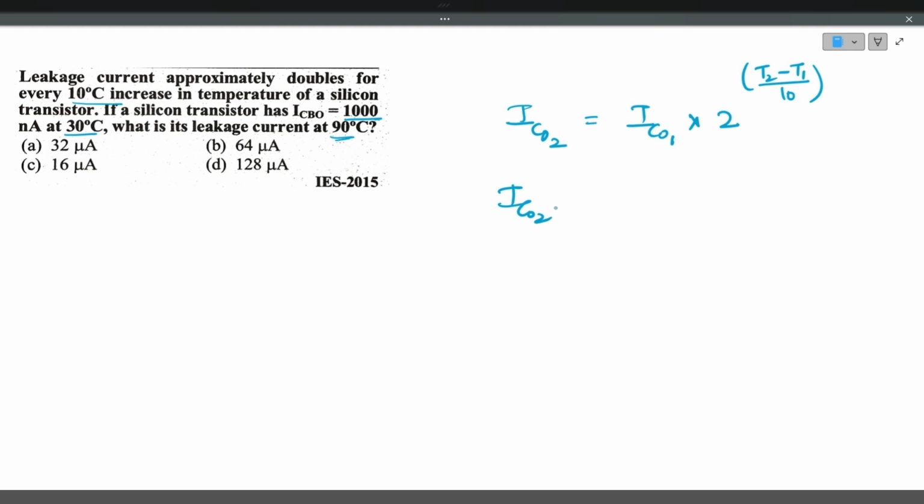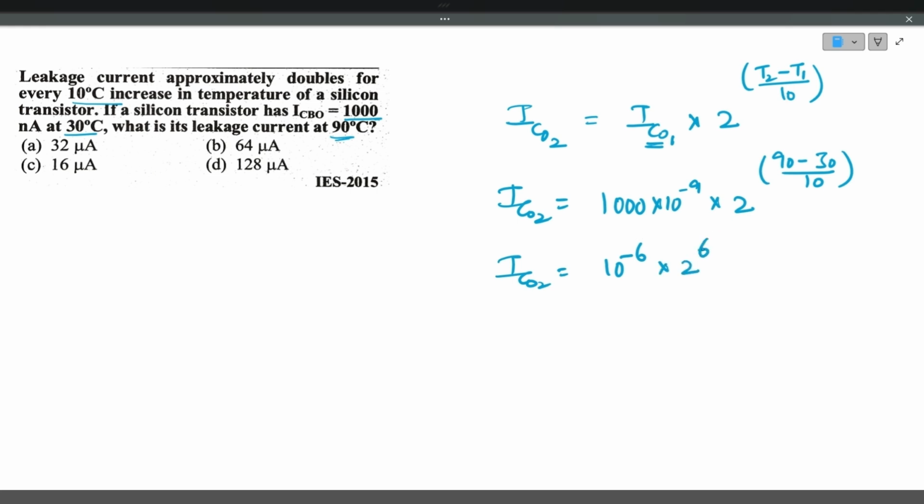So ICBO2 is equal to, what is the leakage current? 1000 nanoamperes into 2 to the power of (T2, that is 90 degrees, minus the present temperature, 30 degrees) divided by 10. Here 10 to the power of minus 6 into 2 to the power of 6. So it is 64 microamperes.